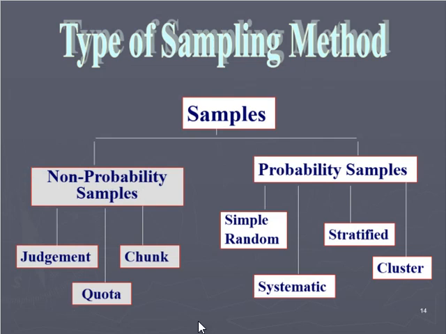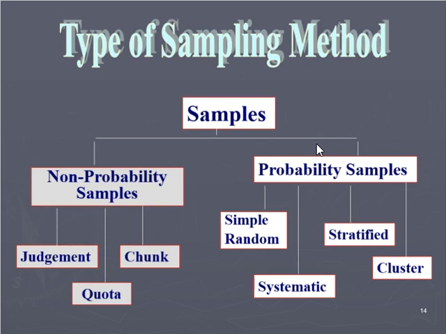Most of the time, we use probability sampling because this is more methodical. Under non-probability, you get your samples based on your professional judgment: I think this will be a group that can be used as a sample. Or you just meet your quota, or you just get a chunk of that population. We don't normally use this. Instead, we use probability sampling techniques.